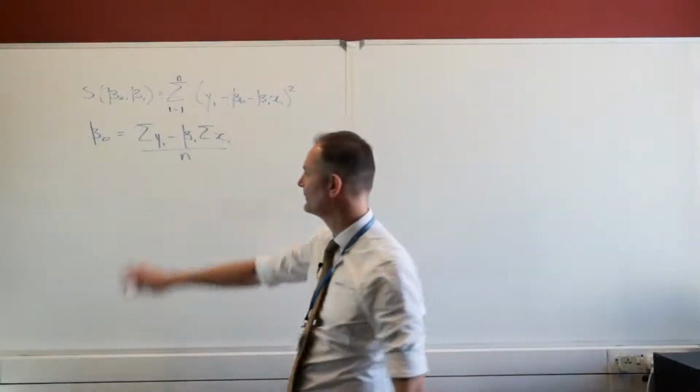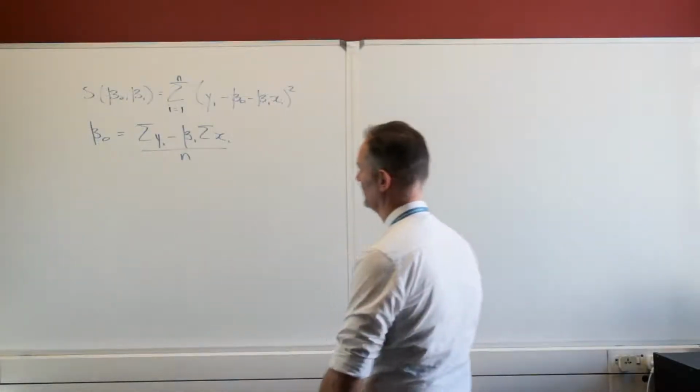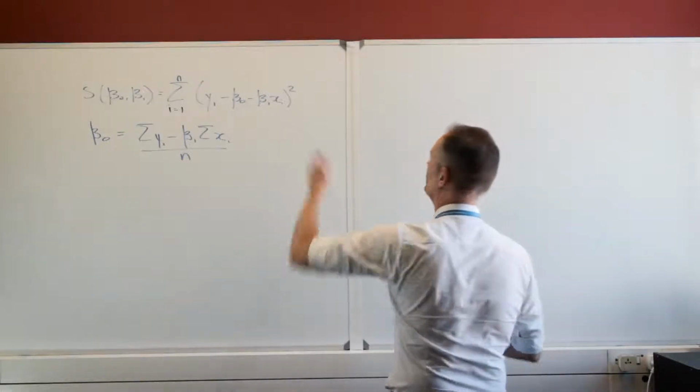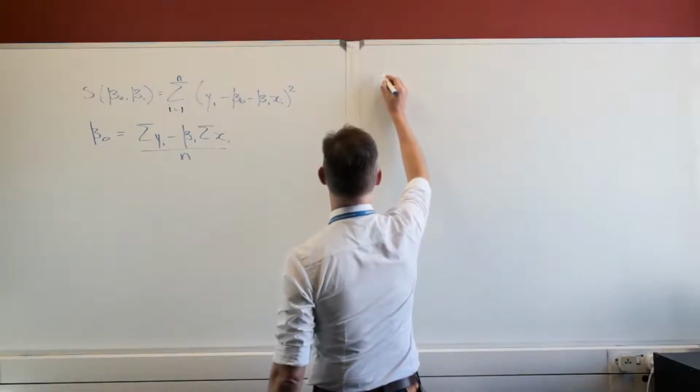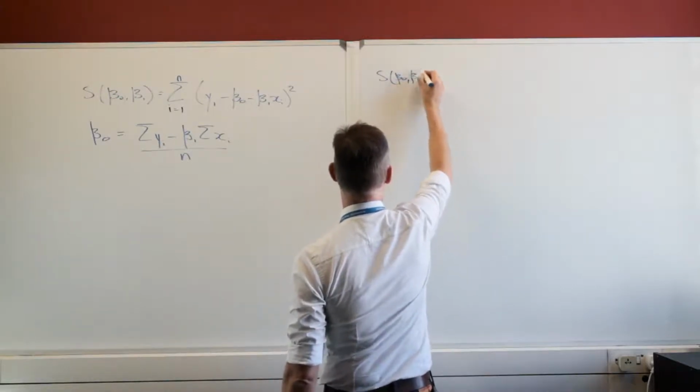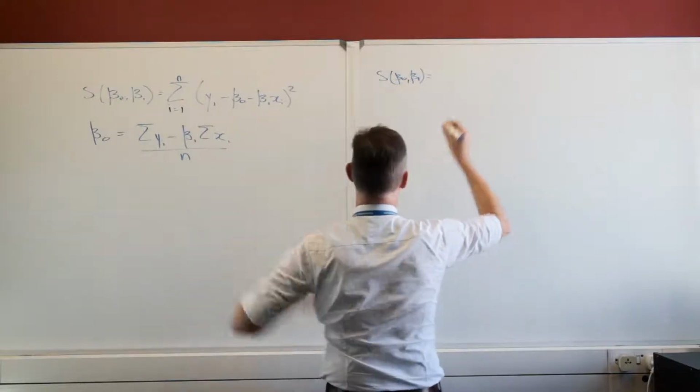So we've cleaned the board and I've just put the equation for beta sub 0 on this side. Now let's take the partial derivative with respect to beta sub 1. Let's just do an expansion here. So I still have my function S, which is a function of beta sub 0 and beta sub 1. And let's just expand this.